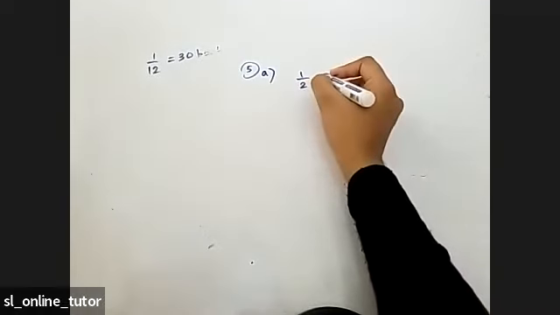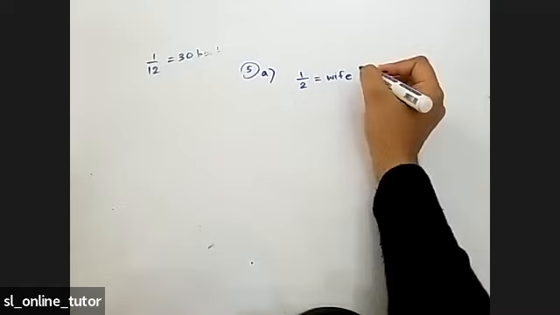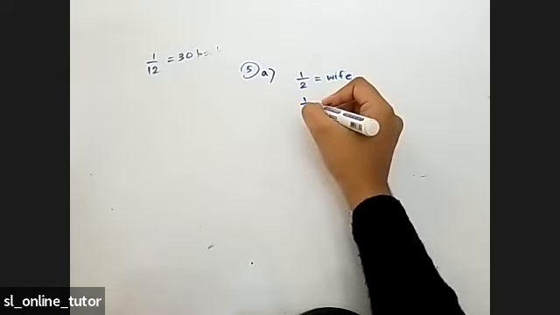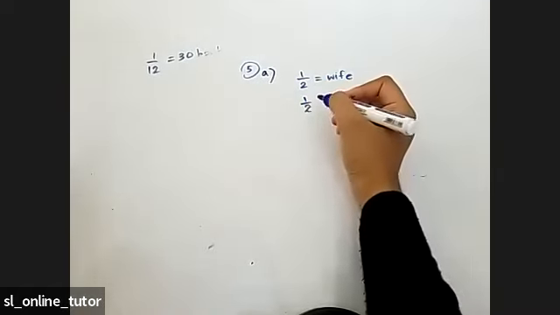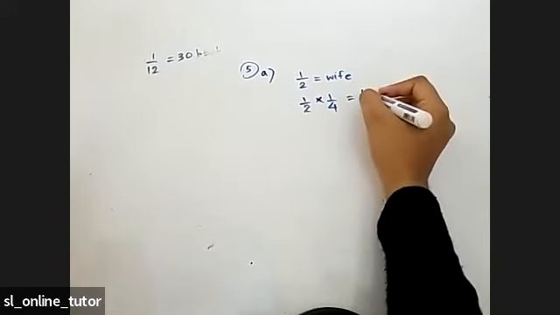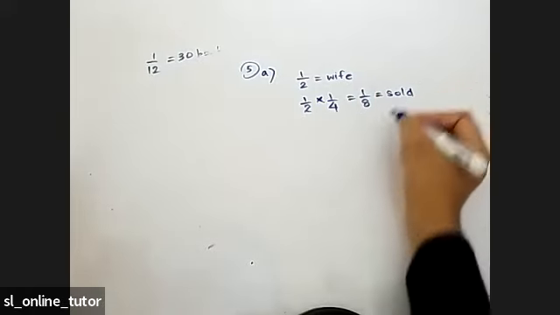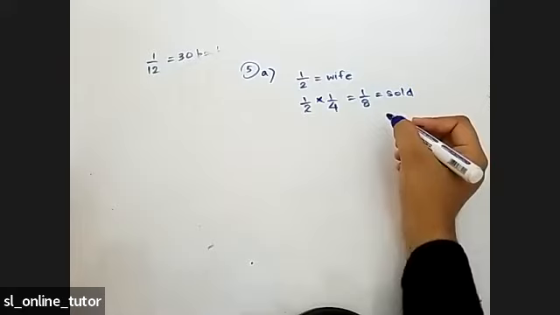These are very common questions in oral paper. Half to his wife. 1/4 from the rest. From the rest means what is remaining now? Half was given. 1/4 from the rest. So that is 1/8 was sold. After that, the remaining land was divided between son and daughter equally.